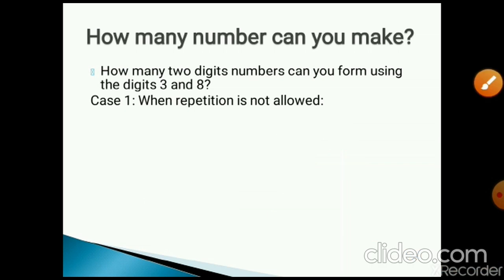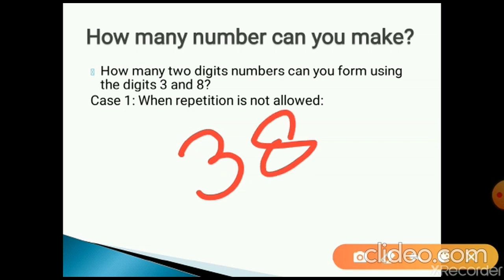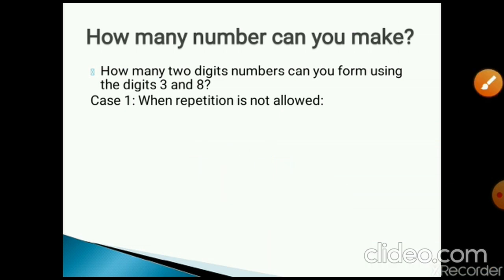To form the numbers by using these digits, first we will write the first digit and then we will write the second digit. So our first number is 38. Now we will write the second digit at first place and the first digit at second place. So our two numbers are 38 and 83.